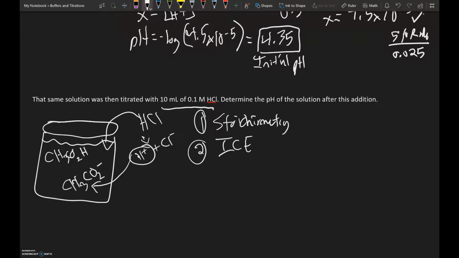Now, one thing that I want to make a note of is that if you're working with a buffer, you also can use the Henderson-Hasselbalch equation, and I could have used that in the initial problem, but we just went ahead and solved it using the ICE chart like normal. So whichever way is comfortable for you, that's the way I want you to do it.